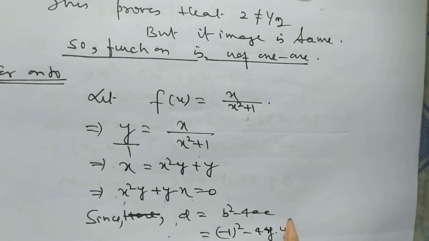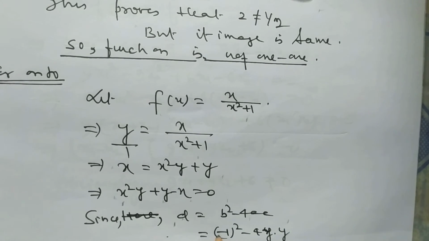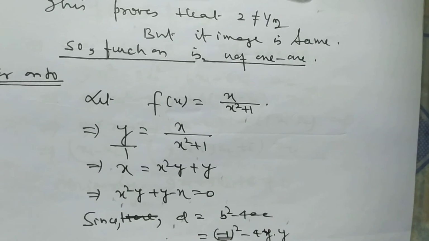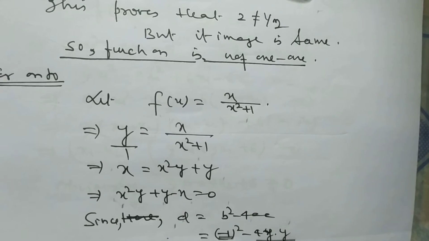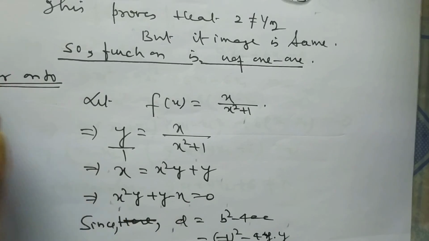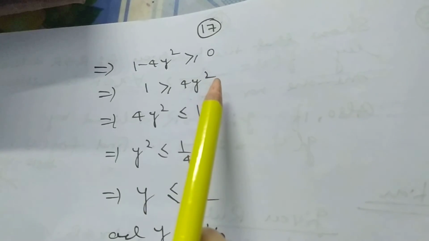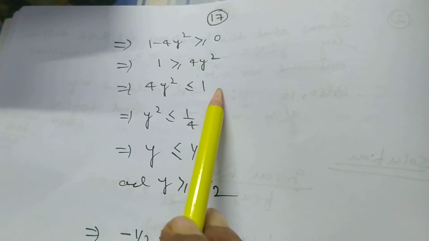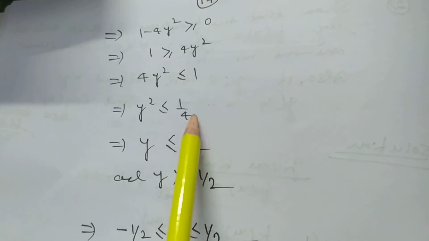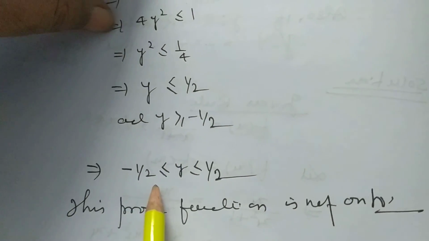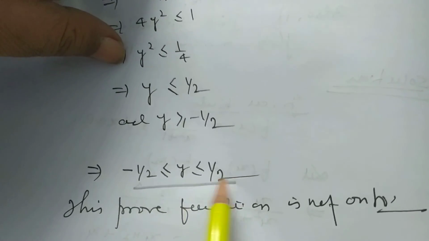So D = b² − 4ac. Coefficient of x here is −1, so (−1)² minus 4y into y, that is 1 − 4y². So for real roots, D is greater than or equal to 0. So 1 − 4y² ≥ 0, 1 ≥ 4y², y² ≤ 1/4. So y is less than or equal to 1/2 and greater than or equal to −1/2. So the image will lie between −1/2 and 1/2.